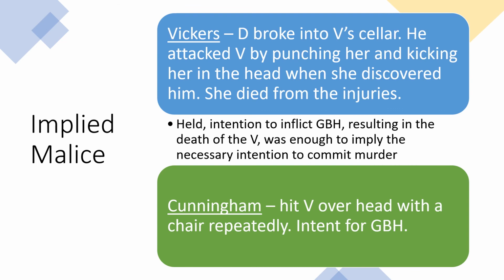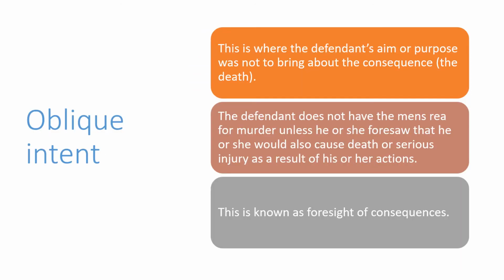In terms of implied malice though, now in Vickers, the defendant broke into the victim's cellar and attacked the victim, an old lady, in a sweet shop by punching her and kicking her in the head when she discovered him. She died from the injuries, and it was held in this case that intention to inflict GBH resulting in the death of the victim was enough to imply the necessary intention to commit murder. Now in Cunningham, he hit the victim over the head with a chair repeatedly, and again had intent for GBH, and in this case also was convicted.